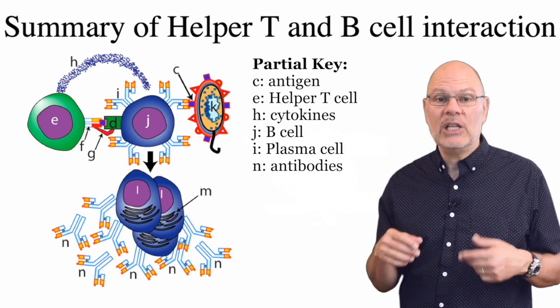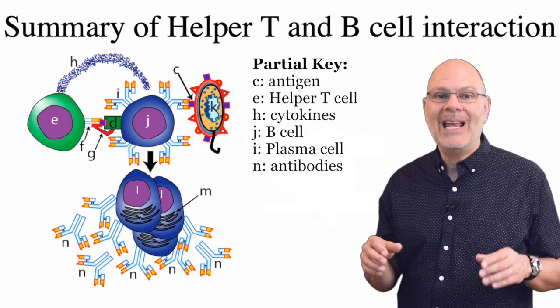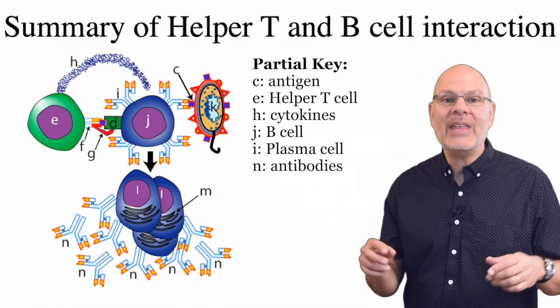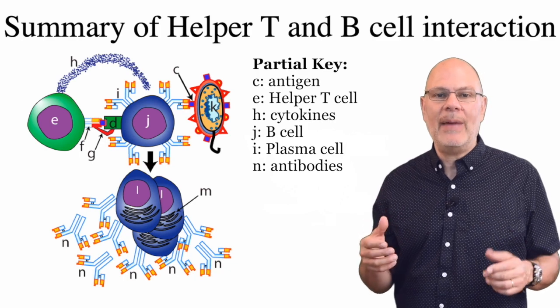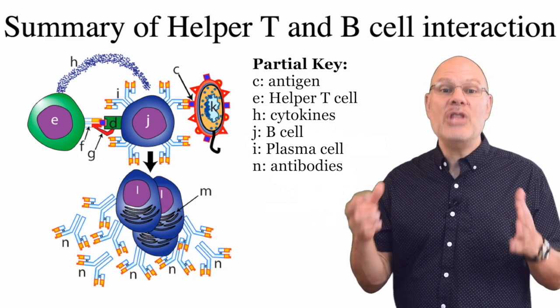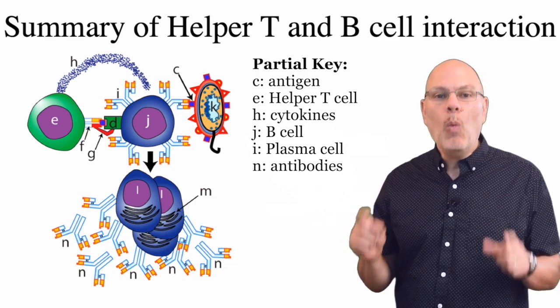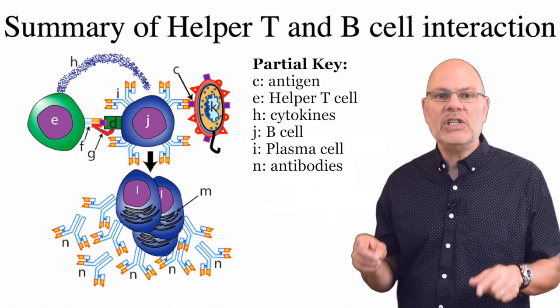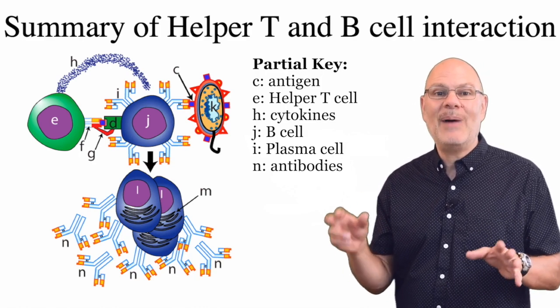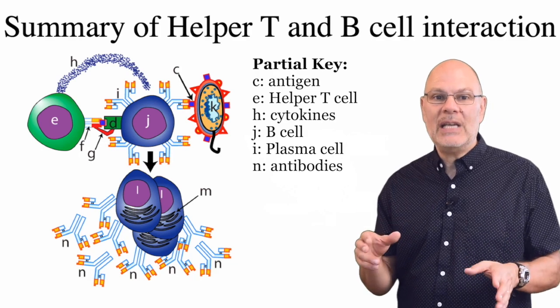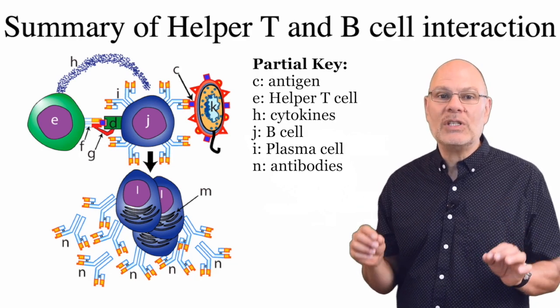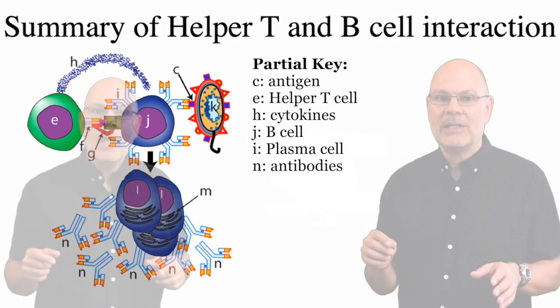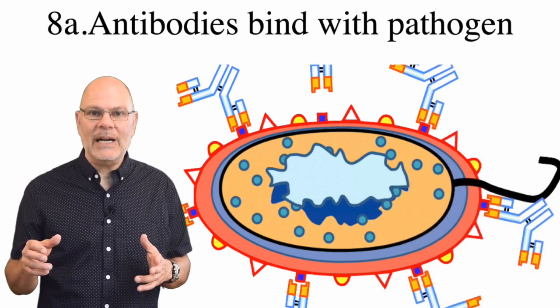Once a helper T cell has been activated by clonal selection, it has to wait to find a B cell that's independently bound to the same antigen. That's essentially another round of clonal selection. Once that's happened, the helper T cell will release cytokines, indicated by H, that induce the B cell to clone itself into plasma cells that release antibodies. But now, let's see what these antibodies do.